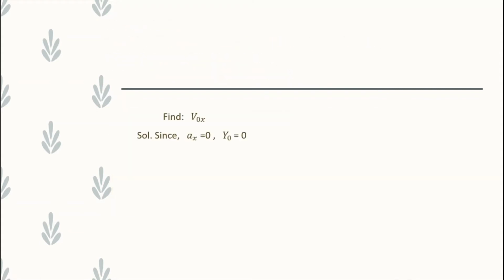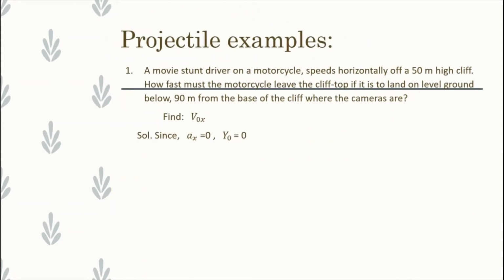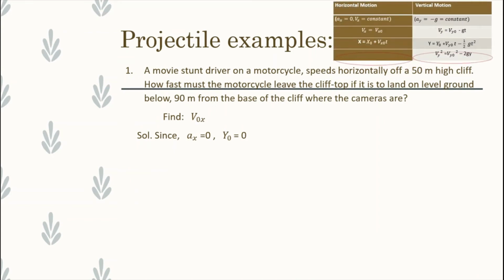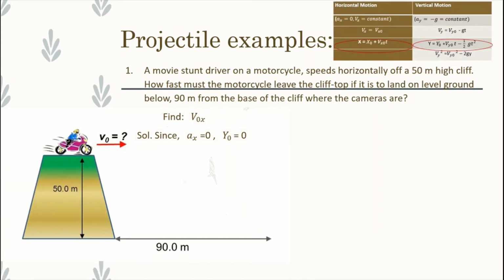So for example, number 1: a movie stunt driver on a motorcycle speeds horizontally off a 50-meter high cliff. How fast must the motorcycle leave the cliff top if it is to land on level ground below, 90 meters from the base of the cliff where the cameras are? As you can see in the figure, we have the given height of the cliff and the horizontal distance from the cliff to the cameras. So we are to solve for its initial velocity.